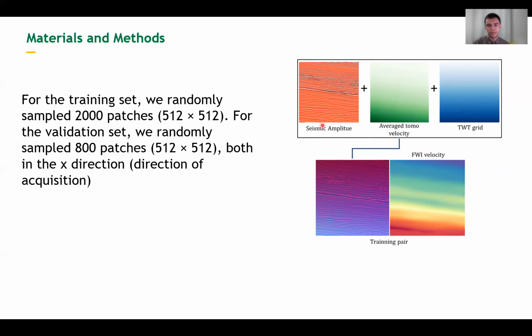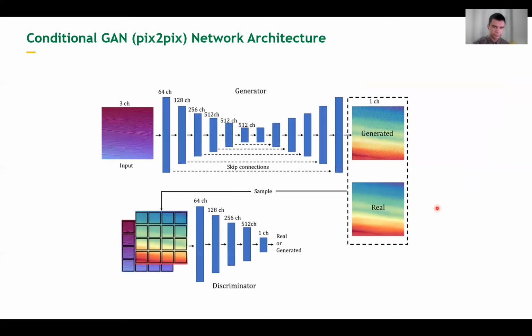We combined the first 3 volumes in a 3-channel image. We combined seismic amplitude, average tomographic velocity, and two-way time grid, and create this pair. It's a training pair in which we have these combined channels in one input, and the FWI as one channel as desired output.